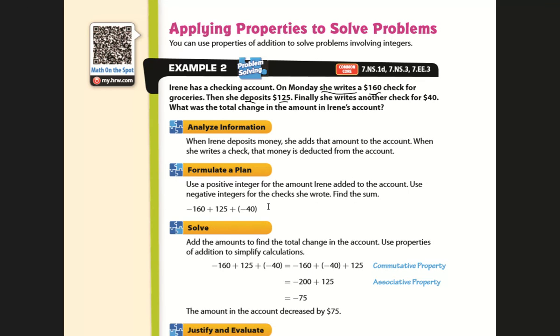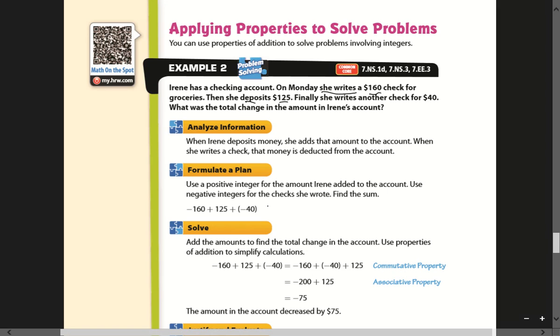So let's have: Irene has a checking account. On Monday, she writes a $160 check for groceries. Then she deposits $125. Finally, she writes another check for $40. What was the total change in the amount in Irene's account?